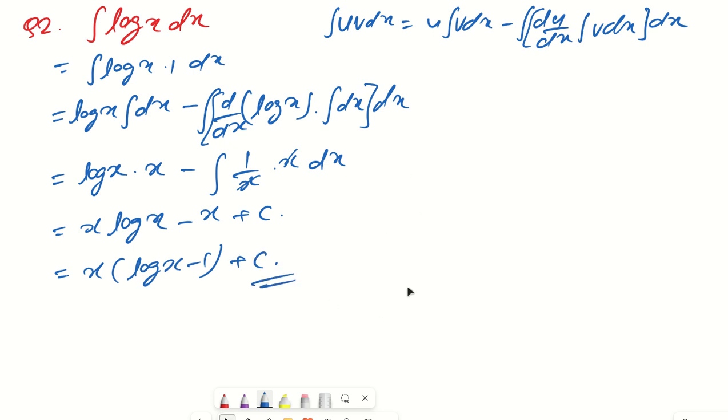So this is a very simple question. Using integration by parts, you are actually able to integrate it very easily. Let us take another question. So the question is integration of x e to the power x dx.